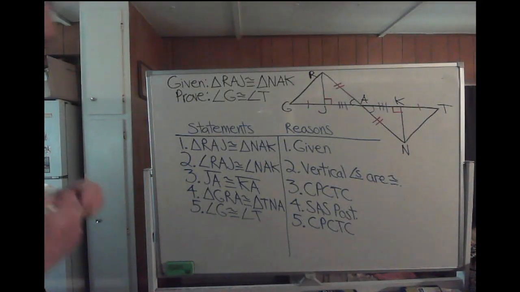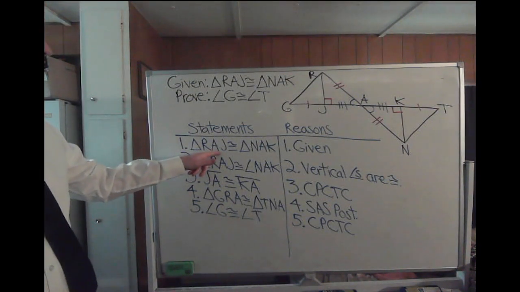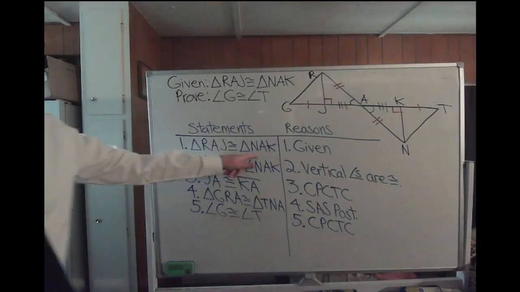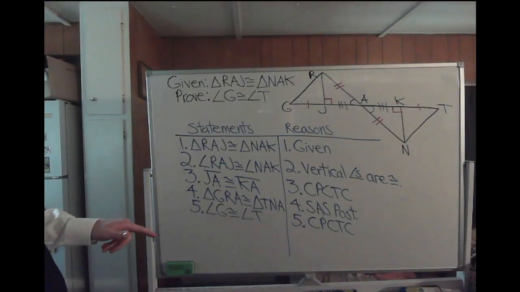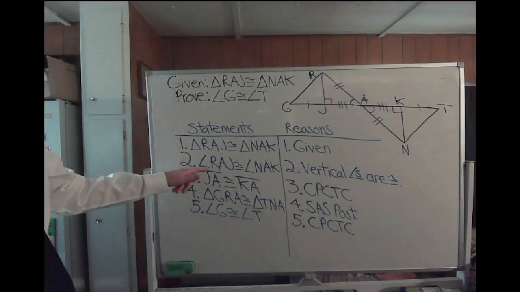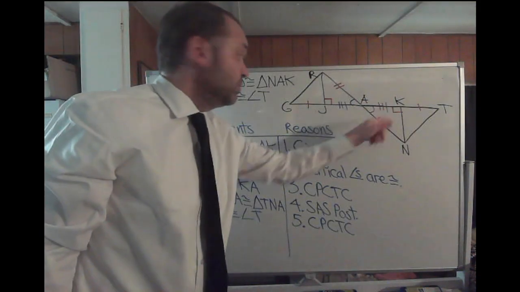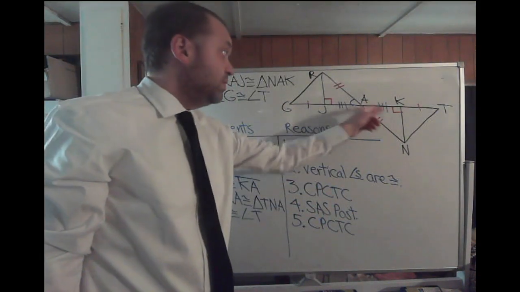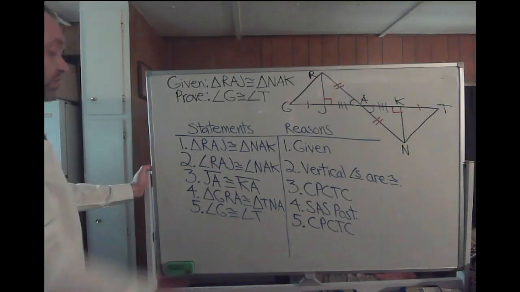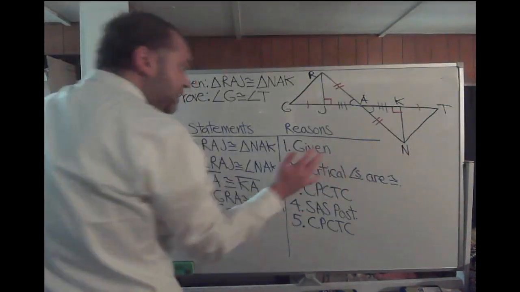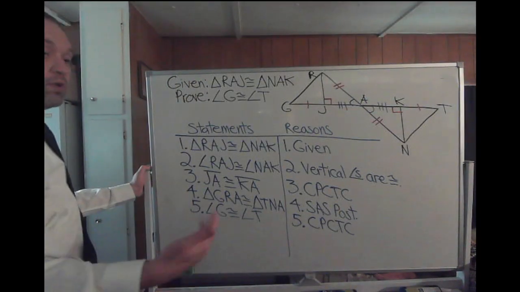Alright, so let's go through this proof again here real quick. We start out being given that triangles RAJ and NAK are congruent. That was given to us. We notice right away that angles RAJ and NAK are congruent to each other due to the fact that they're vertical angles, and vertical angles are congruent. Now, if triangles RAJ and NAK are congruent, that means JA is congruent to KA because they're corresponding parts of congruent triangles.